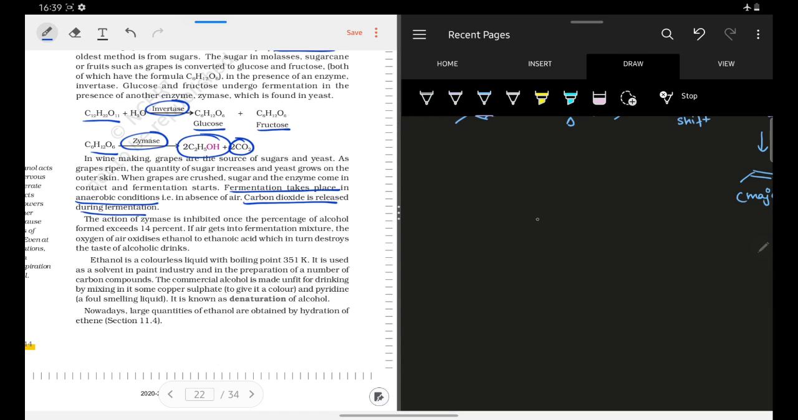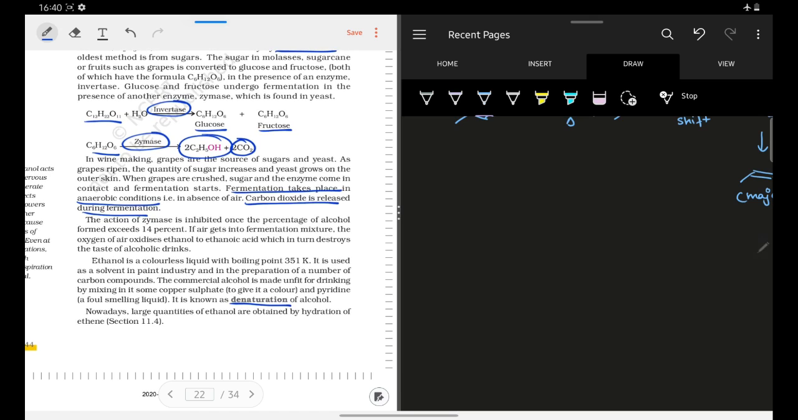So this is something that you have to remember. And then you also have to remember this point, this denaturation, right? Once commercial alcohols are synthesized, they are made unfit to drink because they can be used negatively, or that product can be exploited by some people. So they make it unfit to drink, and what they do is that they sometimes add copper sulfate, which gives it a color, or they add pyridine, which is a foul smelling liquid, and this leads to the denaturation of your alcohol.